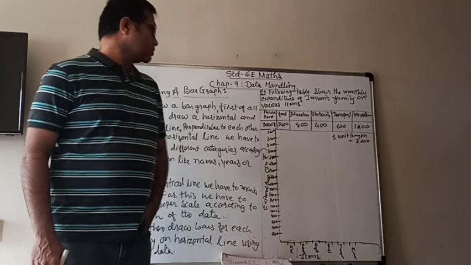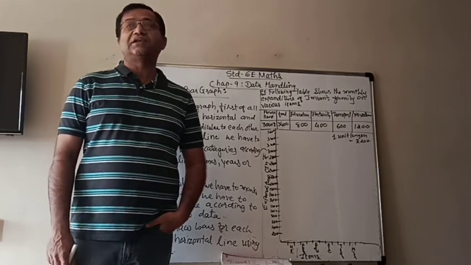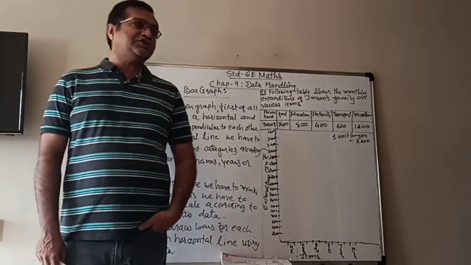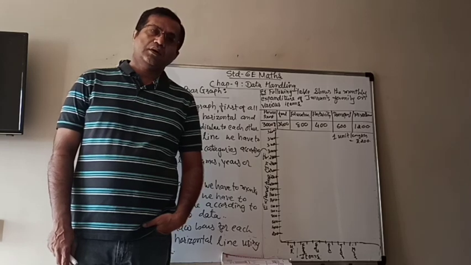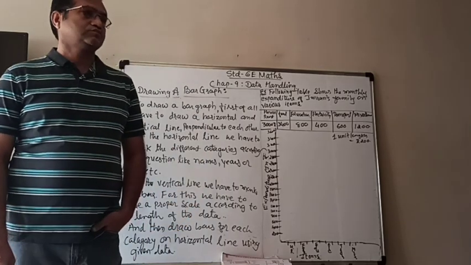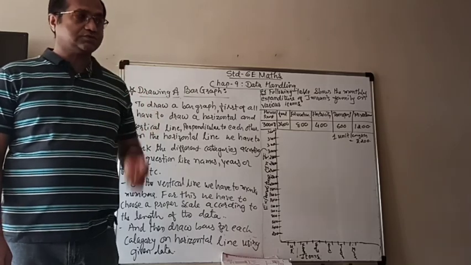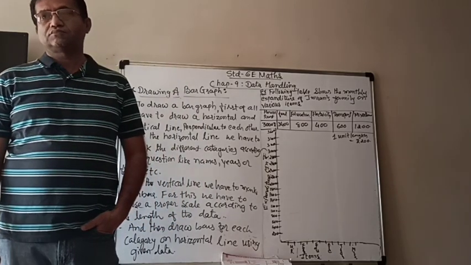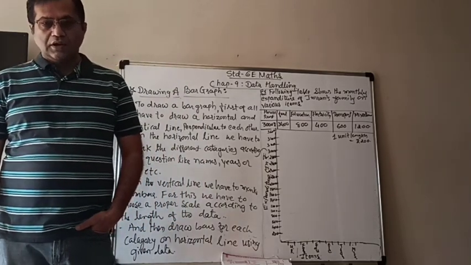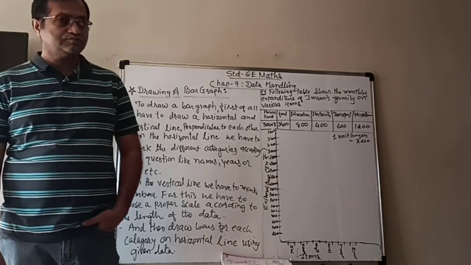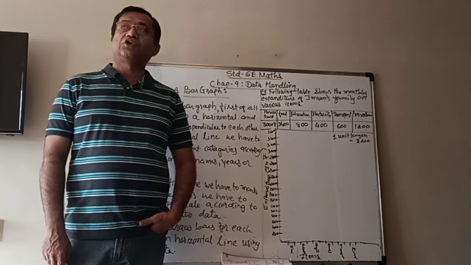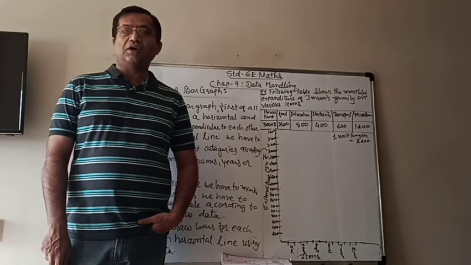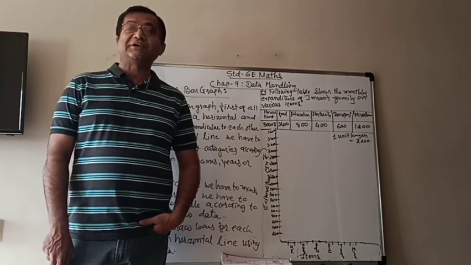Standard 6, chapter number 9, data handling. And in it we learn a new branch of mathematics, that is statistics, in which we have to deal with the numbers. We have to collect the information which is known as data. Data is collected for a particular purpose.